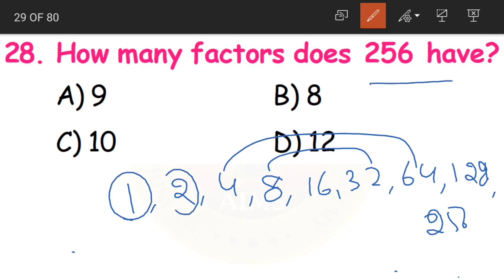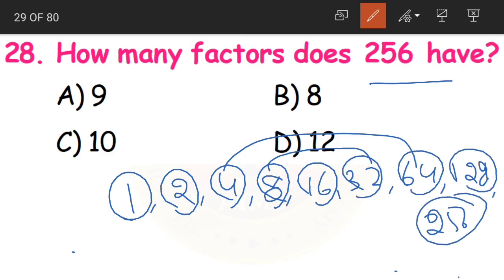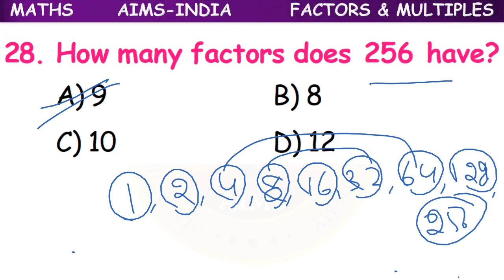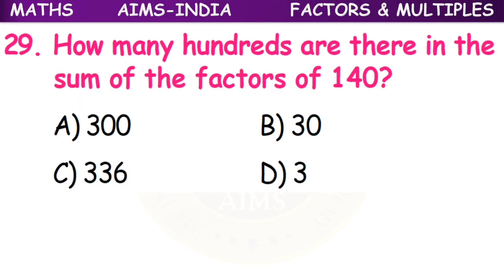Now how many are these? 1, 2, 3, 4, 5, 6, 7, 8 and 9. So option A, 9 becomes our correct answer. 256 has 9 factors. Coming to the next one.